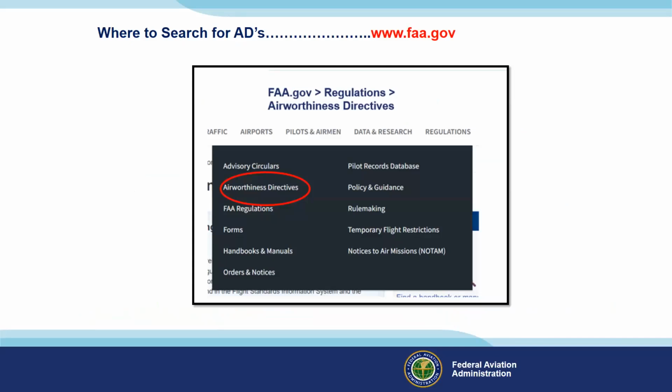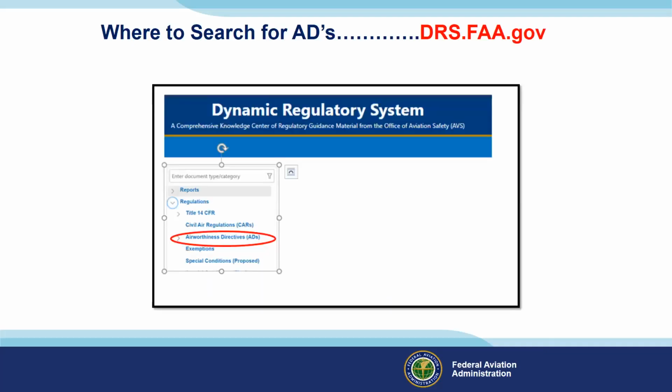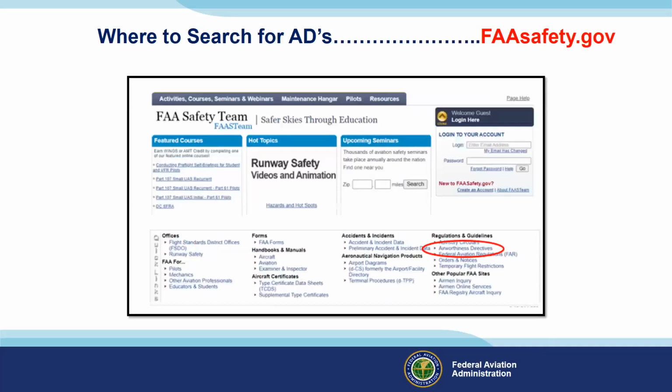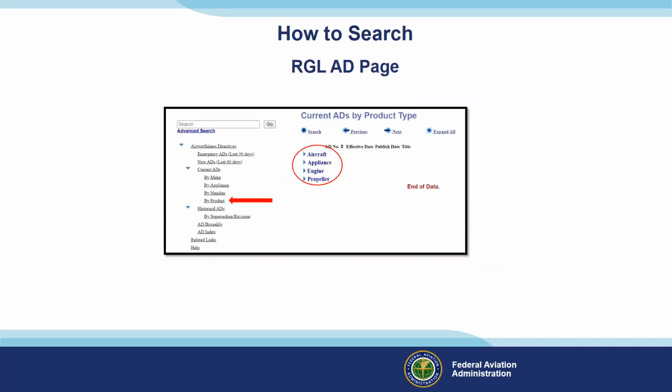Go to FAA.gov. We looked at this before. I believe this is under regulations. There's the airworthiness directives link. Takes you to this page. The DRS, Dynamic Regulatory System, is our new database for everything. You can also go to FAAsafety.gov, and at the bottom of our page, there's the link. It all takes you to the same place. You can search by product, aircraft, appliance, engine, and propeller.